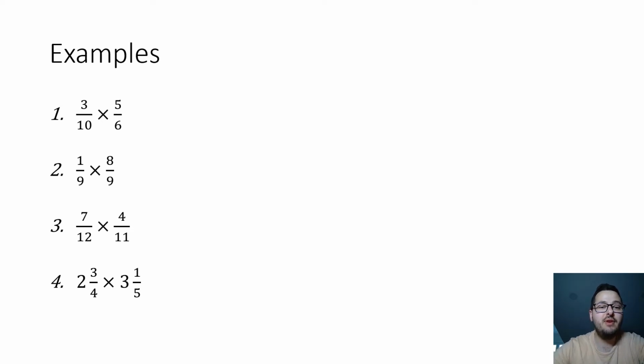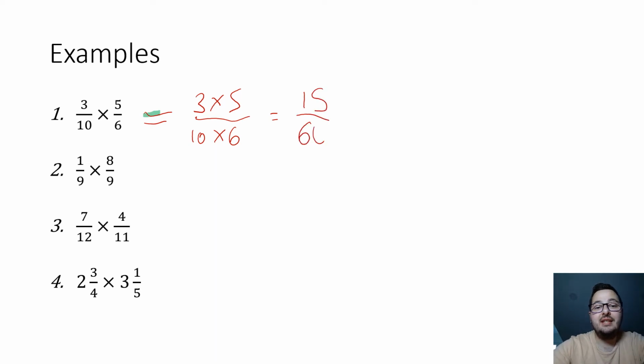So first of all, we want to do 3 over 10 times 5 over 6. So again, that's my equal sign. We want to times the top together, so 3 times 5. And we want to times the bottom together, 10 times 6. Well, 3 times 5 is 15, and 10 times 6 is 60. Now it hasn't asked for me to put it in simplest form, but I feel like I'm going to simplify it. So 15 and 60 are both in the 15 times table, and 15 is 1 times 15 and 60 is 4 times 15.